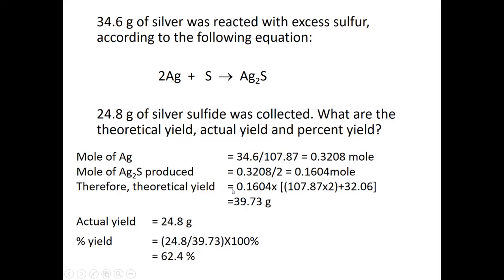So the theoretical yield is equal to 0.1604, the mole for silver sulfide, times 107.87, the molar mass for silver, times 2. Why do you need to times 2? Because here is 2 plus 32.06. Okay. So you get 39.73. And the actual yield is 24.8 gram here. How to calculate the percentage yield? Actual yield divided by theoretical yield, here 39.73. Then you get 62.4% for the percentage yield.